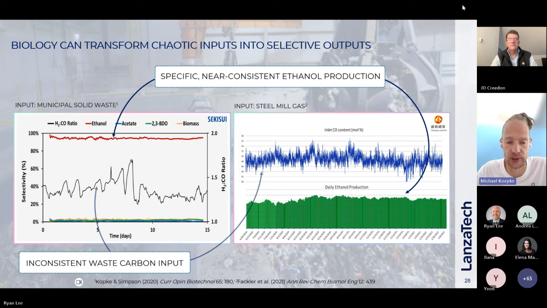If you think of something like municipal solid waste, there you really have extreme changes, and that makes it really difficult for traditional technologies like Fischer-Tropsch. But the biology, as you can see, can still produce a very steady output, and it's very small. The right-hand graph here is from one of our commercial plants using steel production, and the graph goes from June 2020 to February 2021. So I think 8-9 months of really continuous operation.